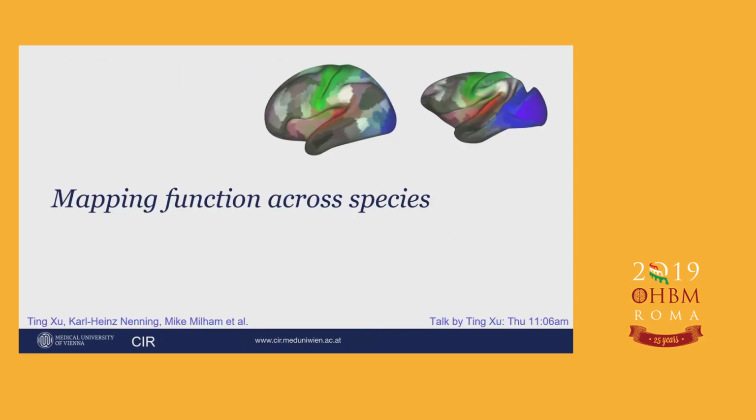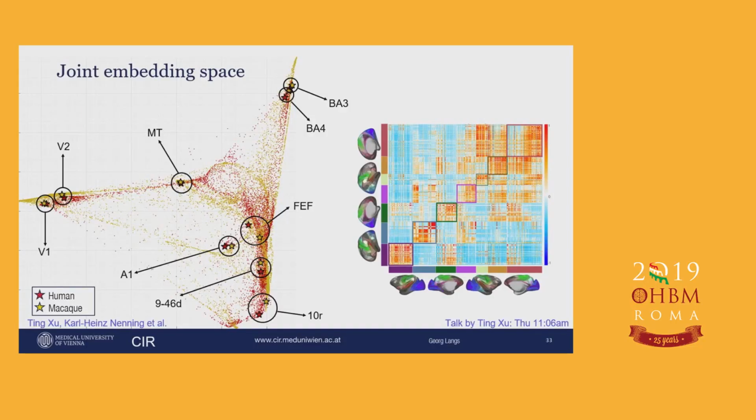The second example I'd like to show is work driven by Ting Xu and Karl-Heinz Nenning together with Michael Milham, and it's about the question, well, if we can talk about correspondence, can we also talk about correspondence across species? It turns out when you do this embedding, when you represent a functional network in humans and in this case macaque monkeys, you can map and match them in this embedding space fairly well. This is a visualization, and Ting will give a talk on Thursday on that, about aligned embeddings of the connectome of humans and of macaque monkeys.